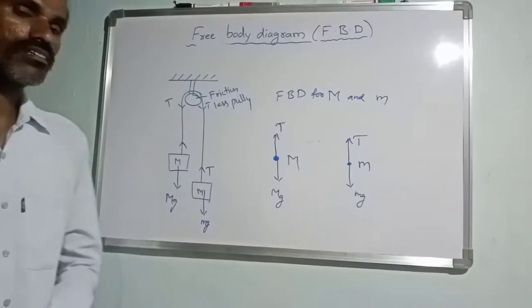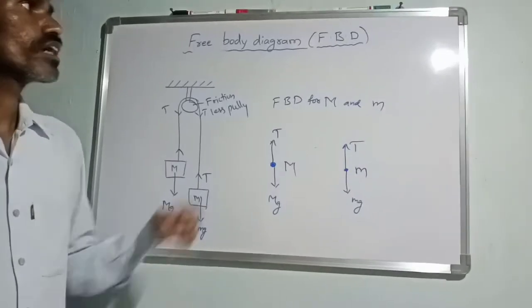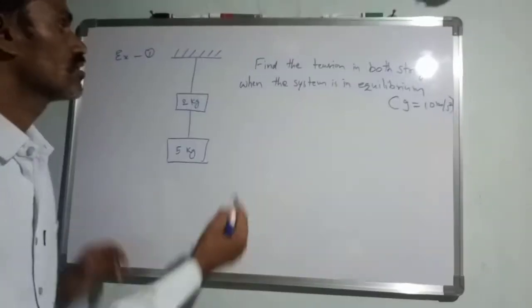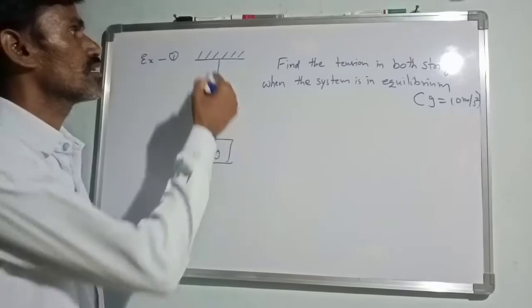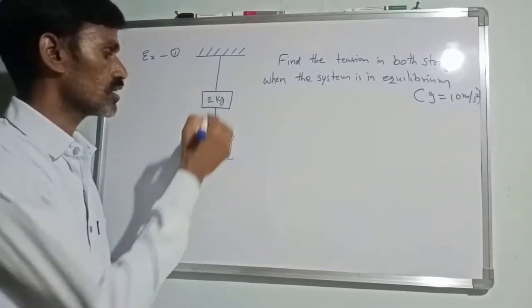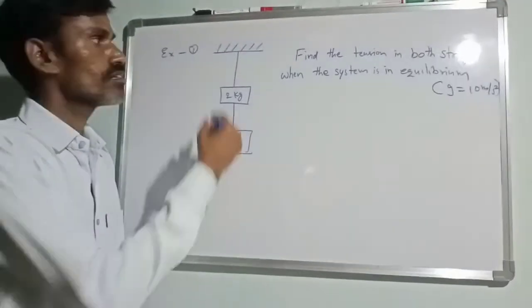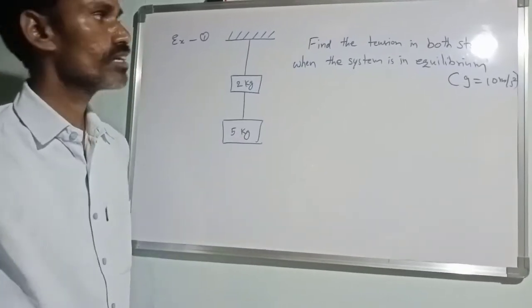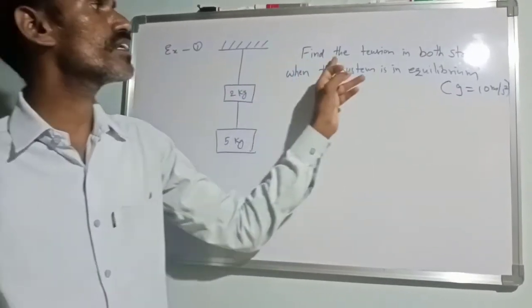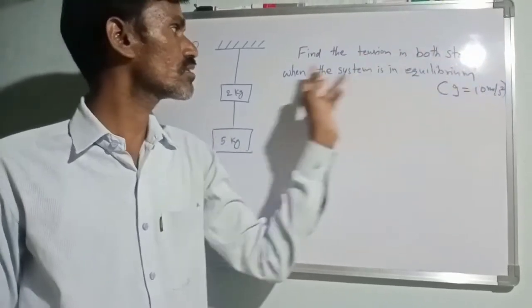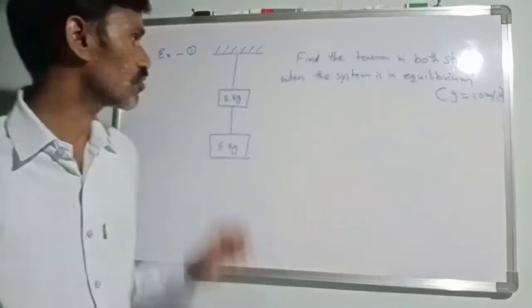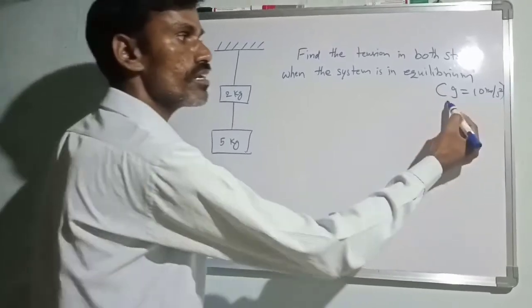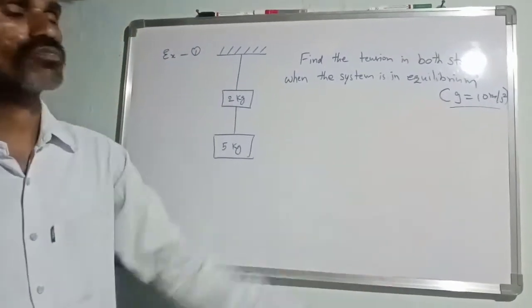Okay, now we take some numerical problems, to see how a free body diagram is useful to us. So now, the problem is, this is one system. In this, two masses 2 kg and 5 kg are suspended from a rigid support with the help of two strings. Now the system is in equilibrium. Then find the tension in both the strings when the system is in equilibrium. Here g is taken as 10 meter per second square.